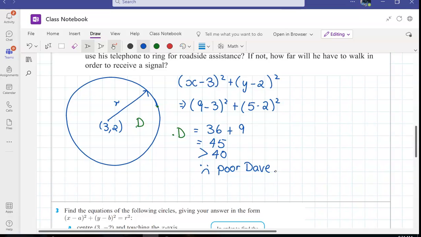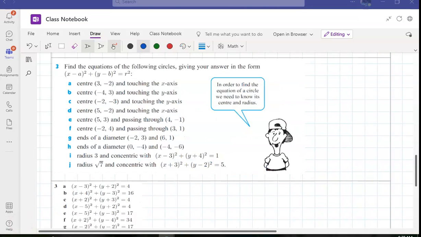No reception for Dave. So we're just asking you to have a go at this one. And we've said, if you're stuck, try and sketch it. So 3, very dodgy diagram, sorry about that. But 3 minus 2, yeah? And it has to touch the x-axis, right? So where is your x-axis? Here it is, so it has to touch here.